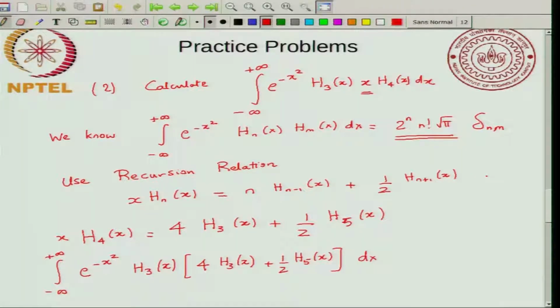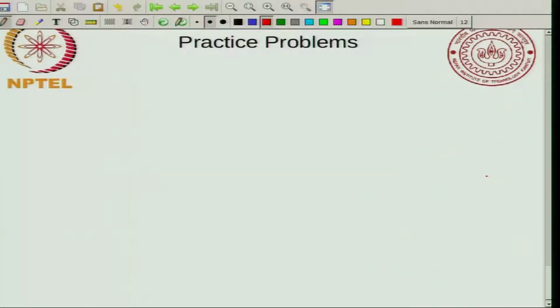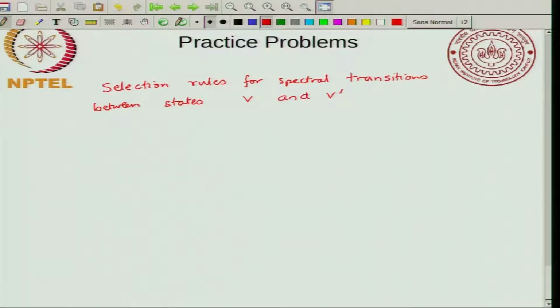Okay, so what is important about this problem is the following. Suppose, when you want to do selection rules for spectral transitions between states V and V prime, so you are going from a vibrational state V to a vibrational state V prime.